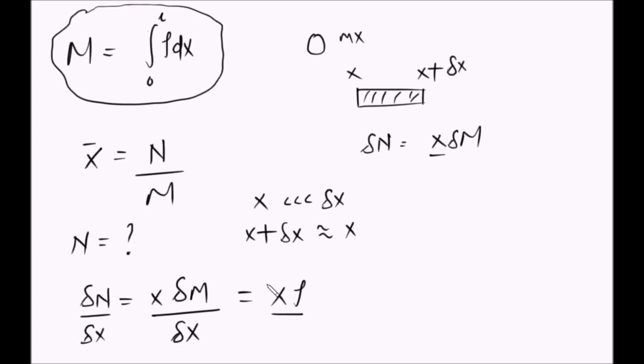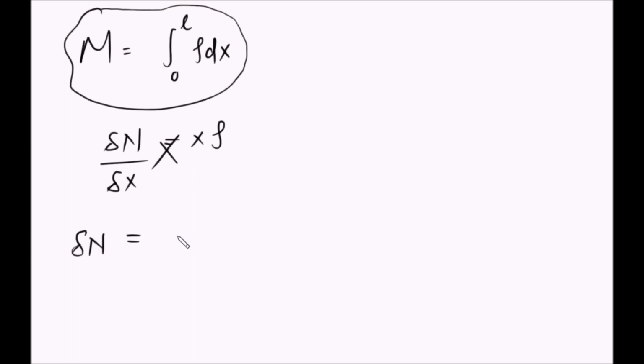Okay, let me set the page. So anyway, how to measure mass of the body, we integrate from 0 to L rho dx. So now we look for the first moment. So we have reached here that delta N over delta x is equal to x times rho. So if I cross multiply, the moment of that element will be equal to rho x delta x.